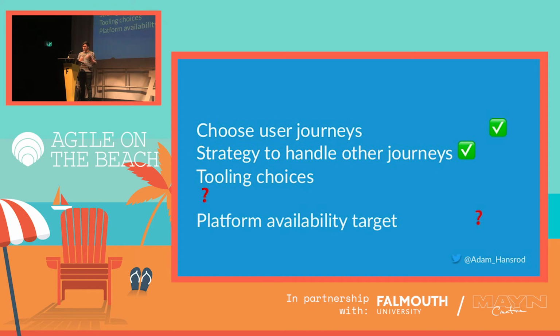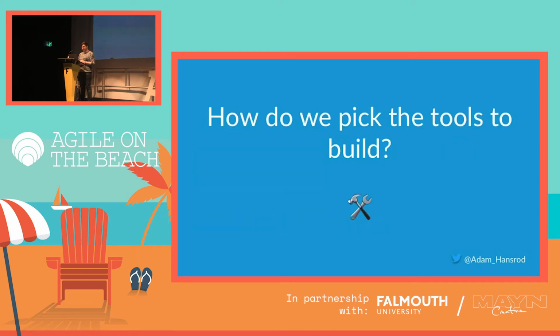So, we've chosen some user journeys. Books International have a strategy to deal with all the other journeys that are going to happen, but they're not going to build straight away. Need to have a look at tooling. How do we pick tooling? It's really hard. So many options, right?